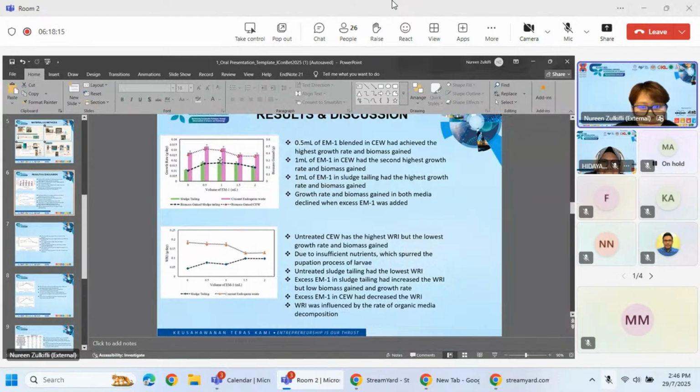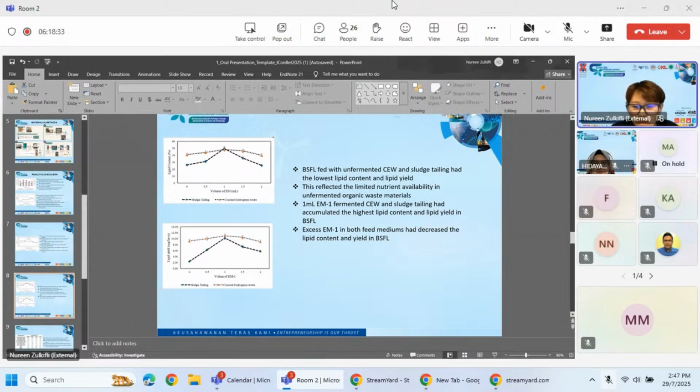And from the growth rate and biomass gain also, you can see that at 1 ml of EM1, the highest growth rate and biomass gain are recorded here. That's how I further confirmed with 3 analyses that 1 ml of EM1 is the optimal condition. And to further answer the question.